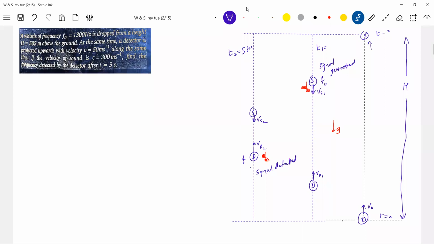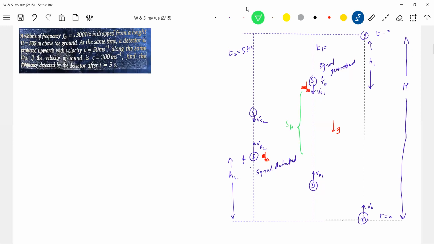It will fall through a height, say h1. It will rise to a height h2 for detecting the signal. And what is the distance? The distance moved by the source to detect a signal, to reach the detector. Let me write the distance moved by the wave.